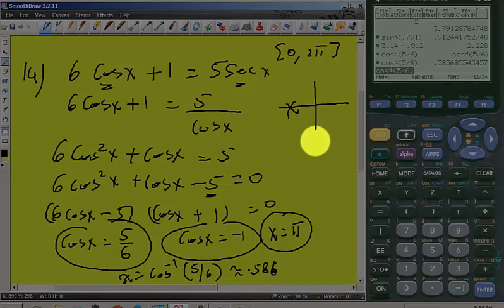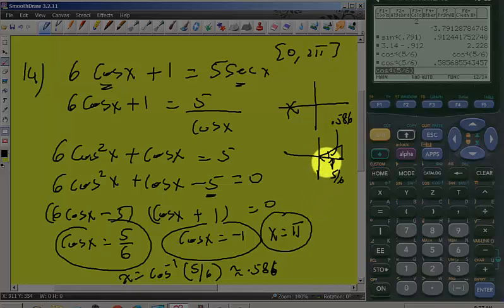Okay. Alright, so what this means is, remember, cosine is positive here. Okay, this is my 5/6. What your calculator gave you is that angle right there. That's 0.586. That's what your calculator gave you. But there's someplace else on the unit circle where cosine is positive. It is in the 4th quadrant.